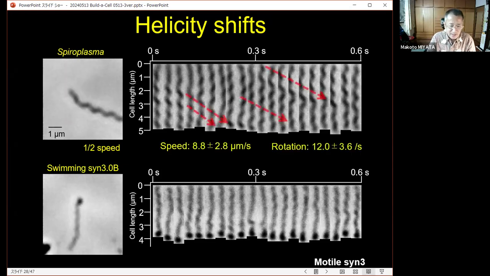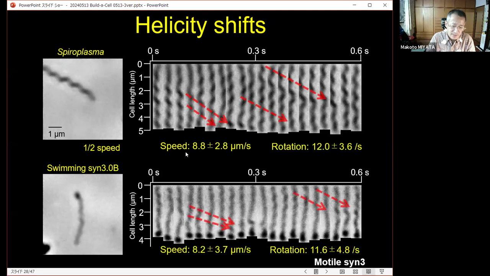So then you can see here, regarding spiroplasma, the moving of the spiral helicity shift was at a speed of 8.8 micrometers per second. If we convert this to rotation speed, it was 12 per second. Regarding the swimming SYN3, the shift speed along the cell axis was 8.2, and the rotation speed was this number. So these are not so much different from the original spiroplasma.